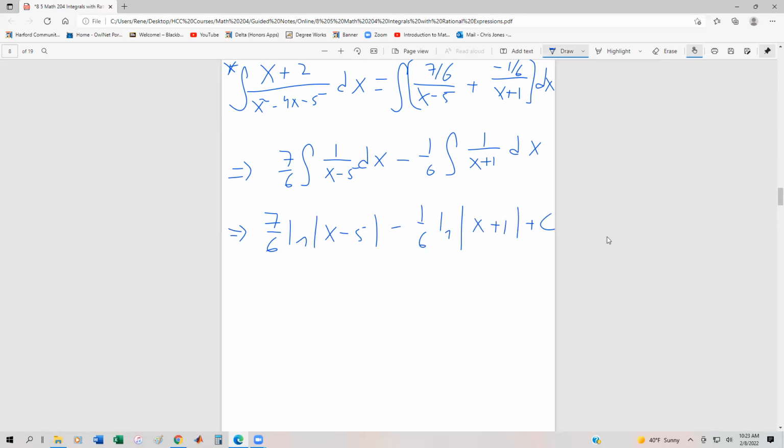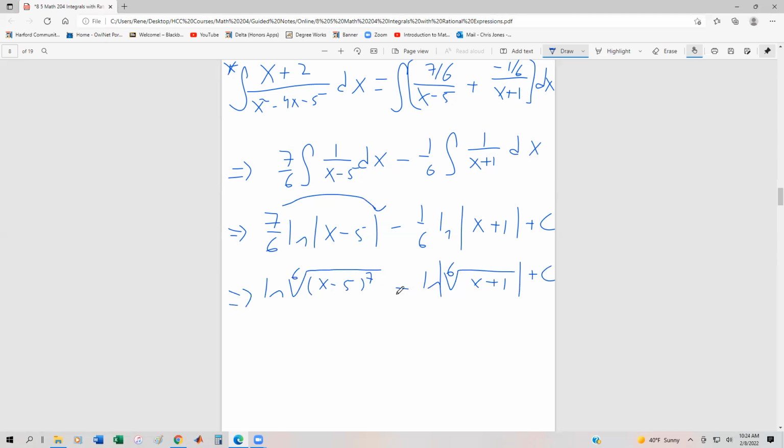All right. Now, we could certainly simplify this by using our rules of logarithms. And so what we can do is rewrite this as the natural log of the 6th root of x minus 5 to the 7th. All right, so we have that 7/6 power, so we just bring it up there. Minus the natural log of the 6th root of x plus 1 plus c.